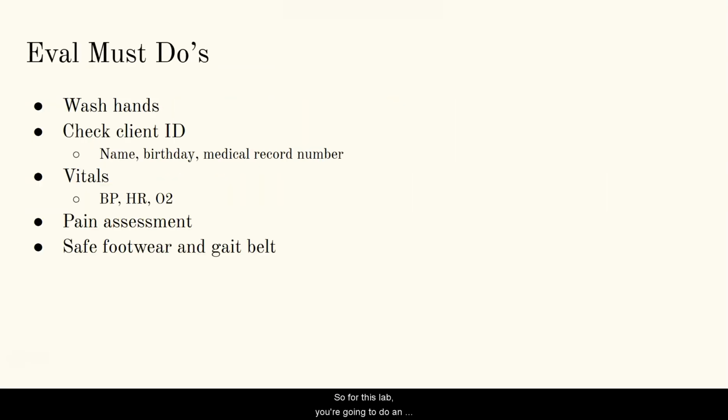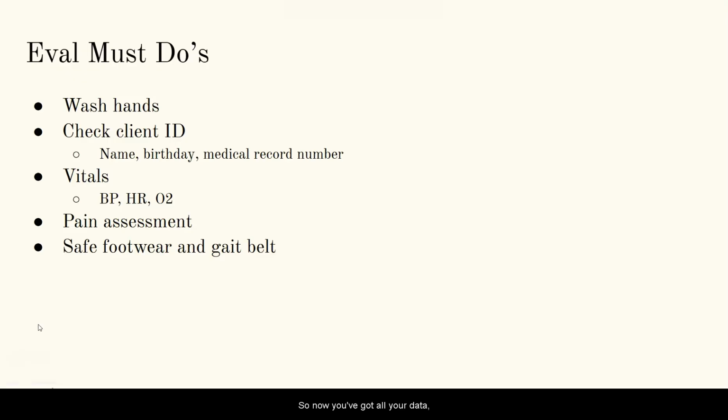So for this lab, you're going to do an evaluation of an outpatient. The things that you must consider are always washing your hands, checking your client's ID, making sure you're treating the correct person, checking vital signs, blood pressure, heart rate, O2, always doing your pain assessment, and making sure they have safe footwear and a gait belt on. These are eval must-dos. This is safety, safety, safety.